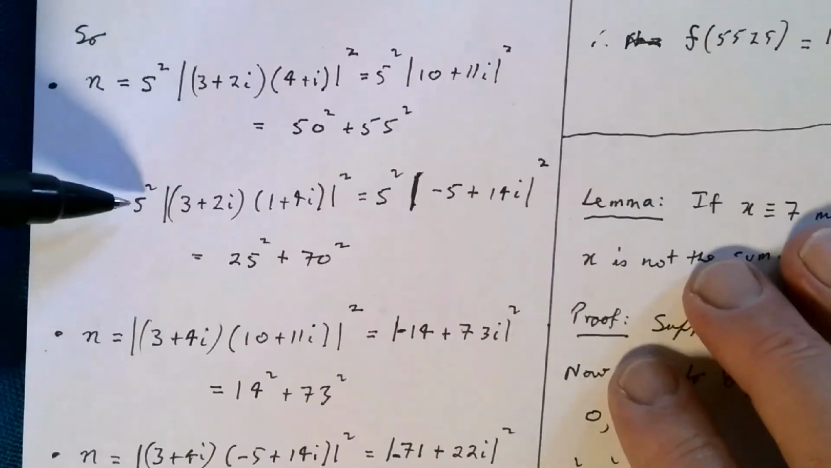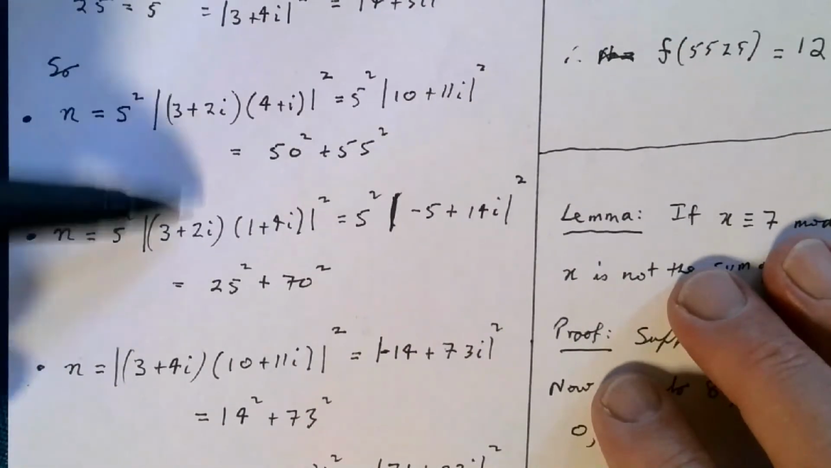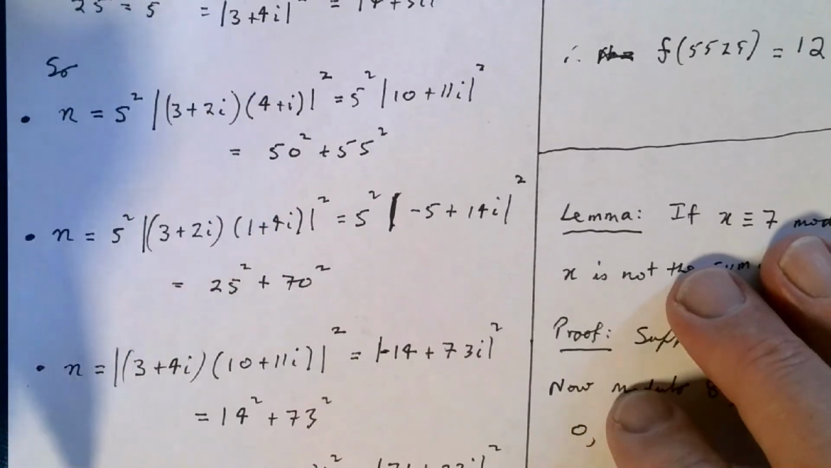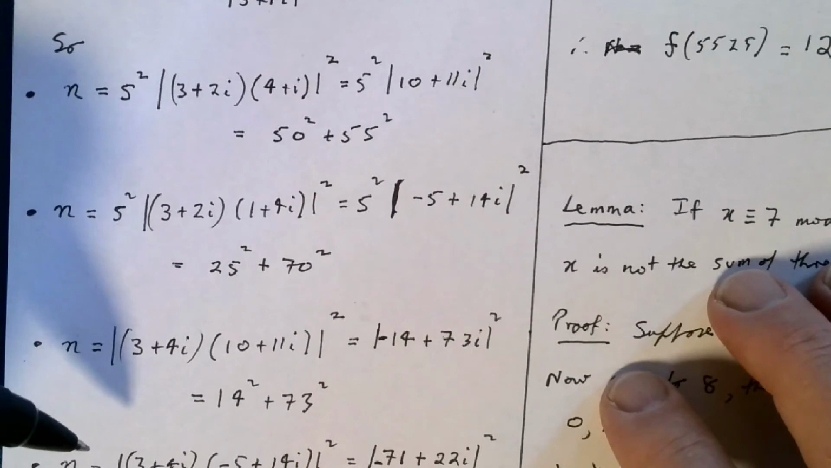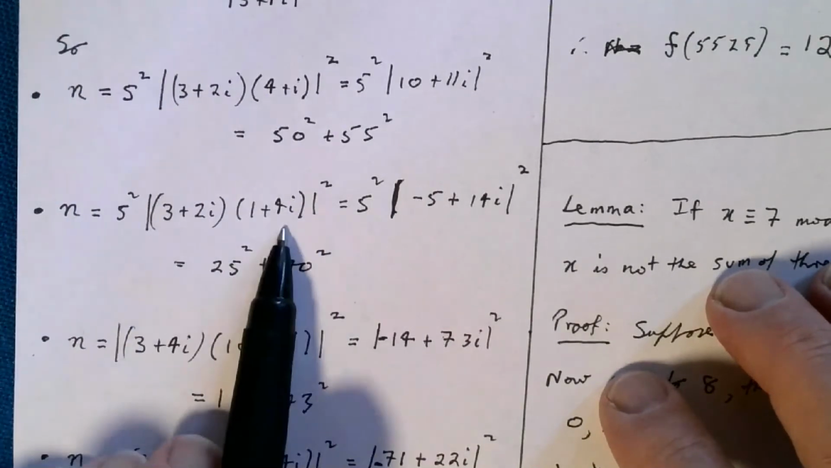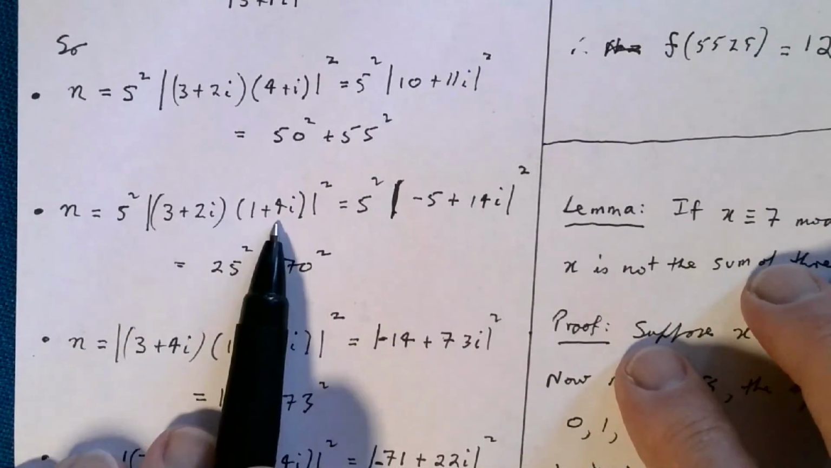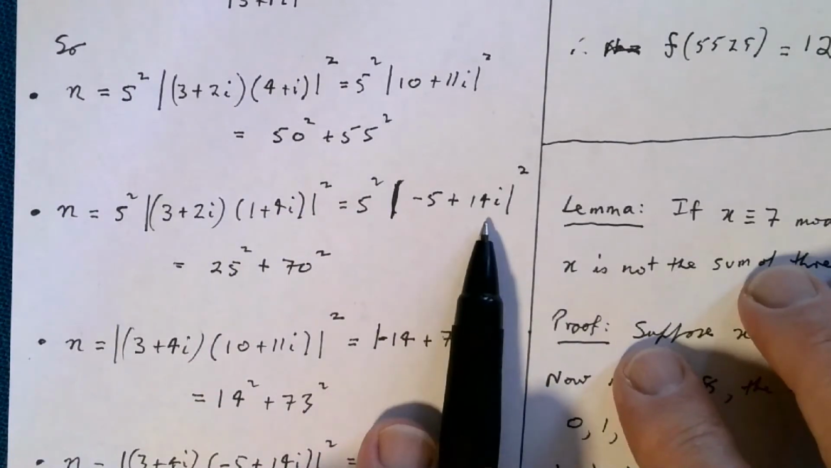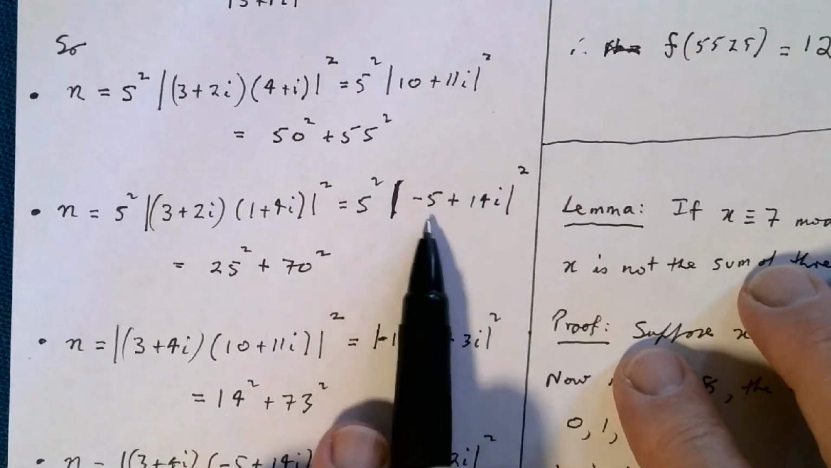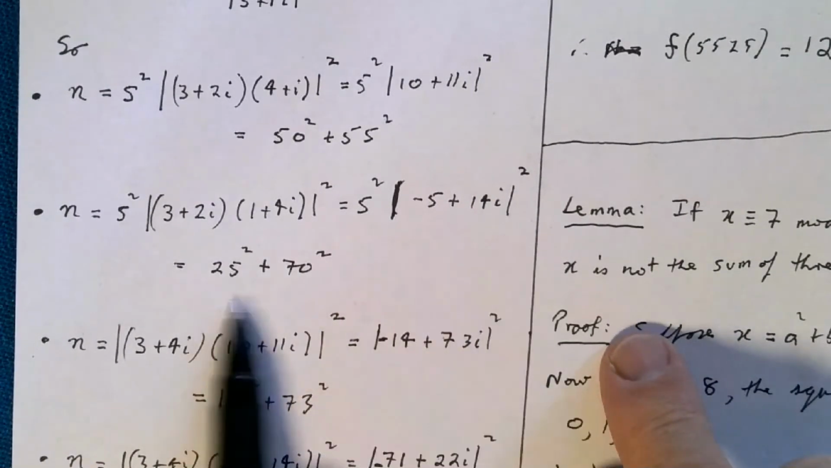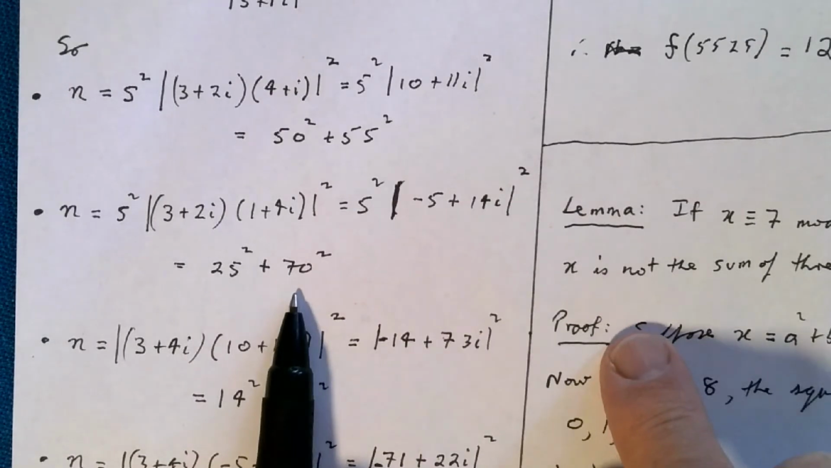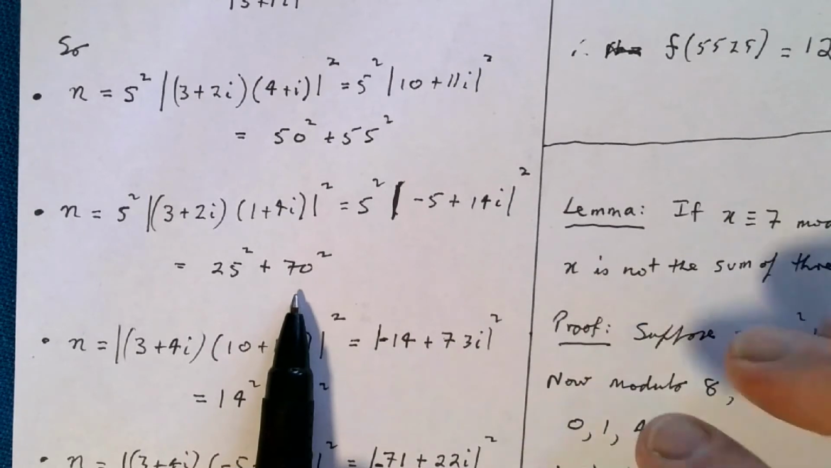So again, I take the 5 squared out. I keep that one alone and use the other one here, the 1 plus 4i. Now, again, you multiply these out. We get minus 5 plus 14i after you multiply out. And again, you can then say this is 5 squared plus 14 squared. Multiply by 5, you get 25 squared plus 70 squared. There's the second representation for this number as a sum of 2 squares.